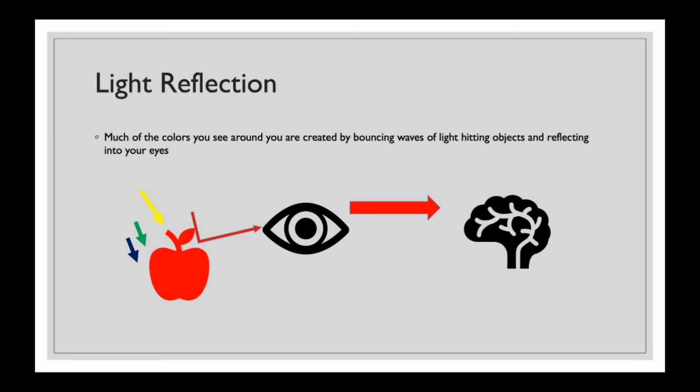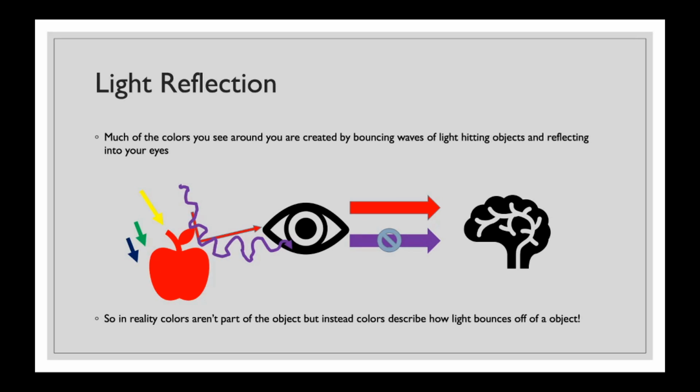And that red light is transferred to our brain where we see it as red light. So in reality, colors aren't part of the object, but instead, colors describe how light bounces off an object. Of course, other lights can also bounce off of objects, such as ultraviolet light, except our retinas do not get stimulated by these lights. So therefore, these do not reach the brain, and we do not perceive them.